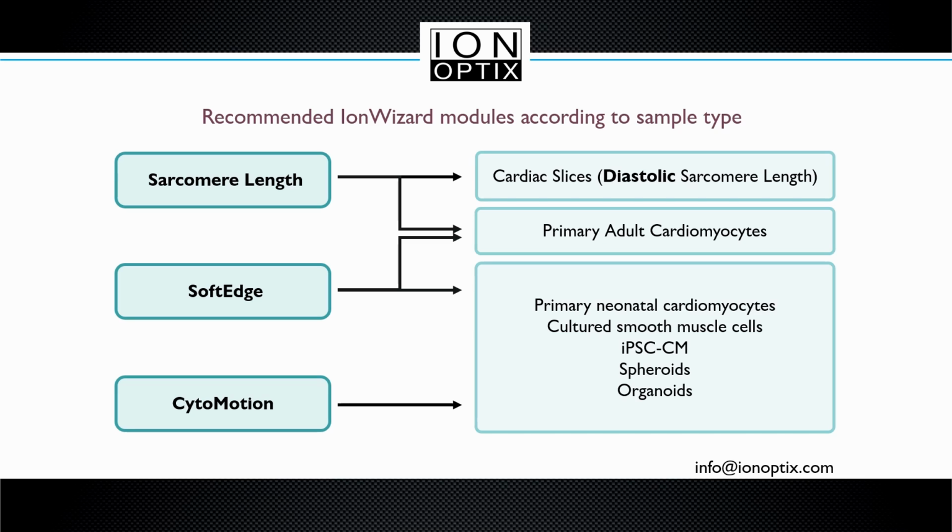Our modules empower researchers to assess contractility in diverse cell types, including primary adult cardiomyocytes, primary neonatal cardiomyocytes, cardiac slices, iPSC cardiomyocytes, and 3D cultures like organoids and spheroids. In this video, we will mainly focus on primary adult cardiomyocytes and iPSC cardiomyocytes. However, we acknowledge the versatility of each contractility module applicable to various sample types.